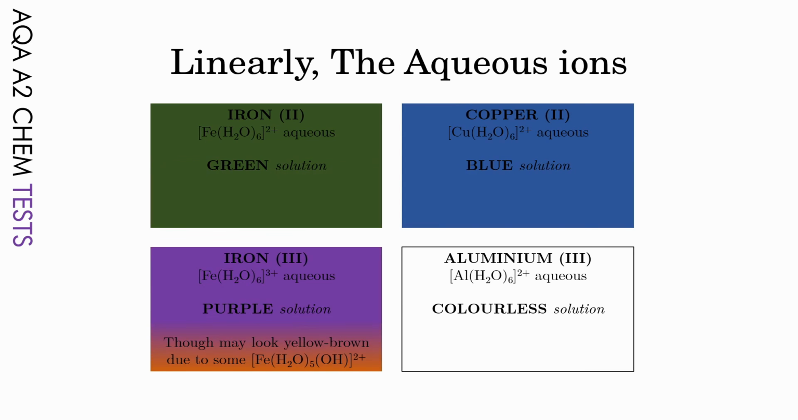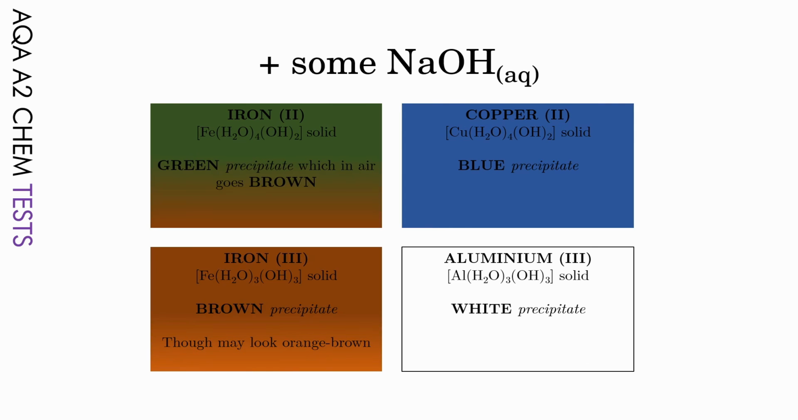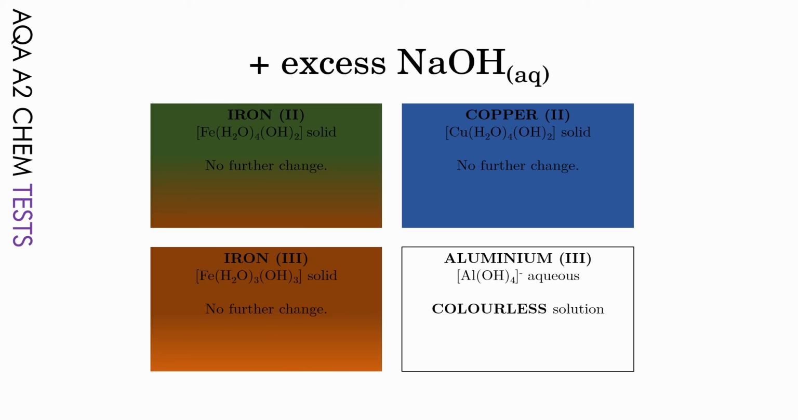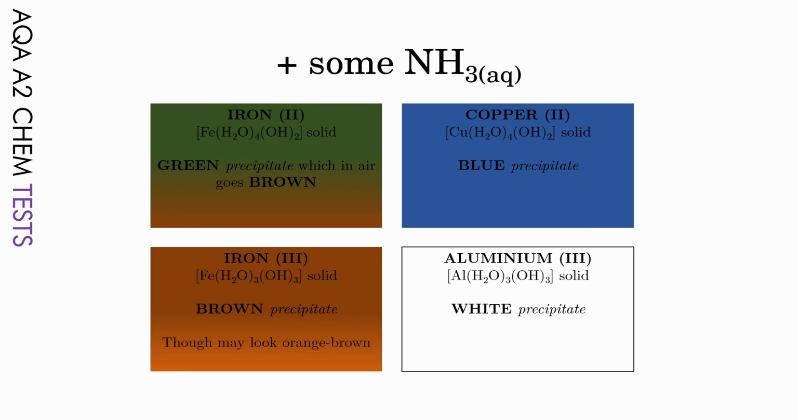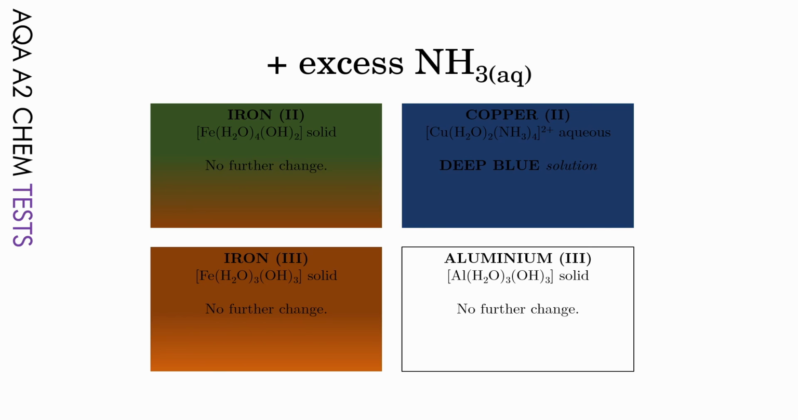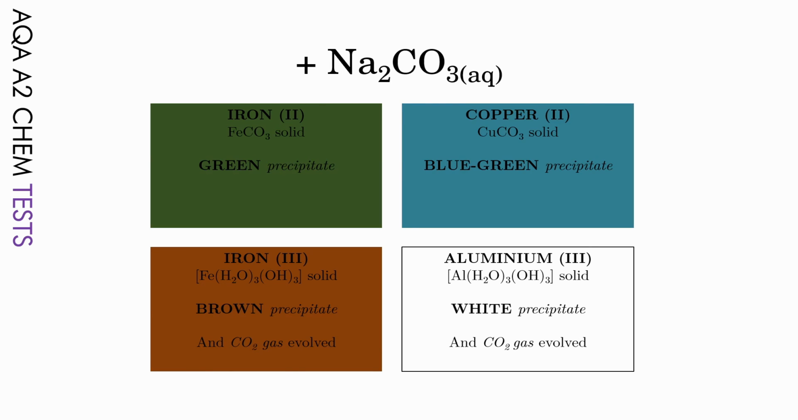And finally, aluminium. Al(H2O)6 3+ is colorless. Add some sodium hydroxide, this turns into a white precipitate. Add excess sodium hydroxide, this redissolves into a colorless solution. Add some ammonia, it stays a white precipitate. Add excess ammonia, no further change. Add sodium carbonate, there is a white precipitate and carbon dioxide gas evolved.